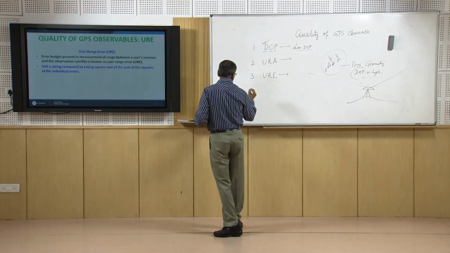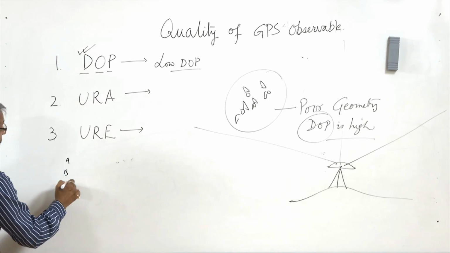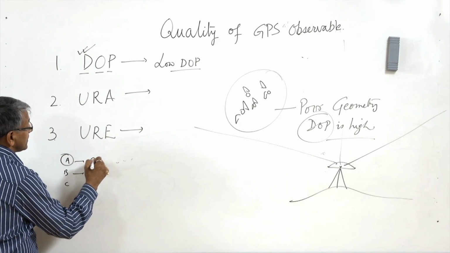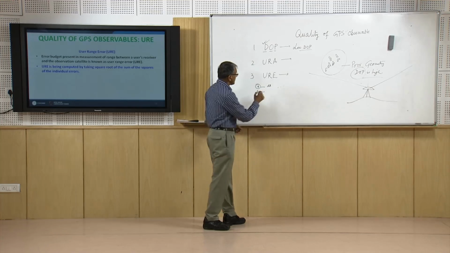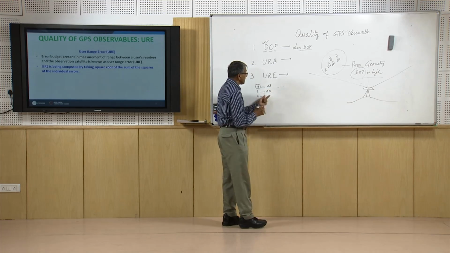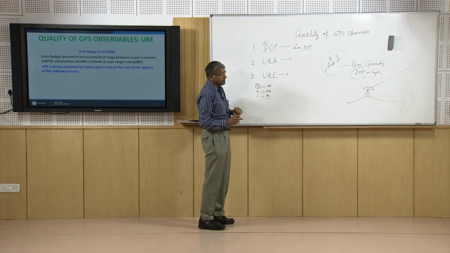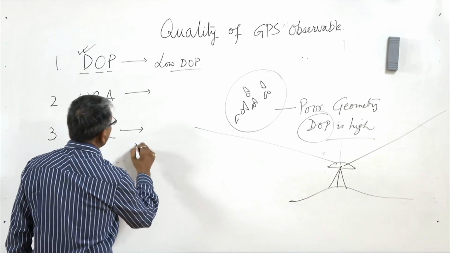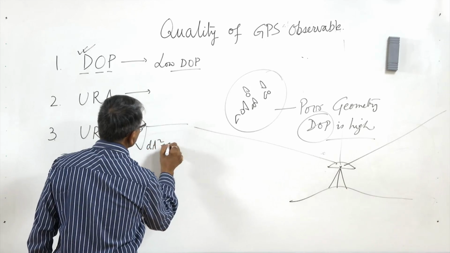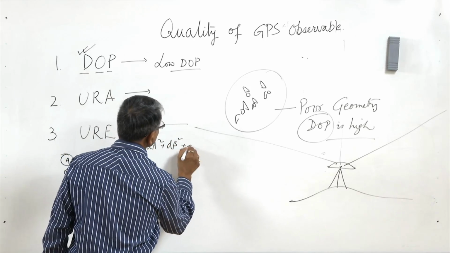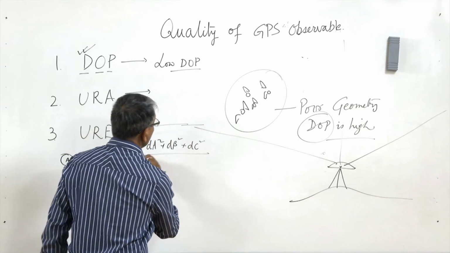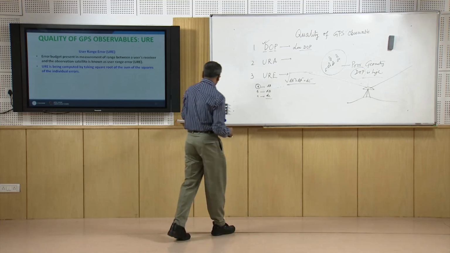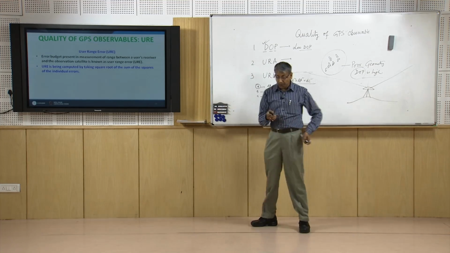So for some parameters, suppose A, B, C, what is the error for each? dA is the error in range measurement, dB is the error in range measurement, dC is the error in range measurement. So user range error will be the square root of dA squared plus dB squared plus dC squared. So the lower the value, the better the quality of the observable. In that way also we may test the quality of the GPS observable.